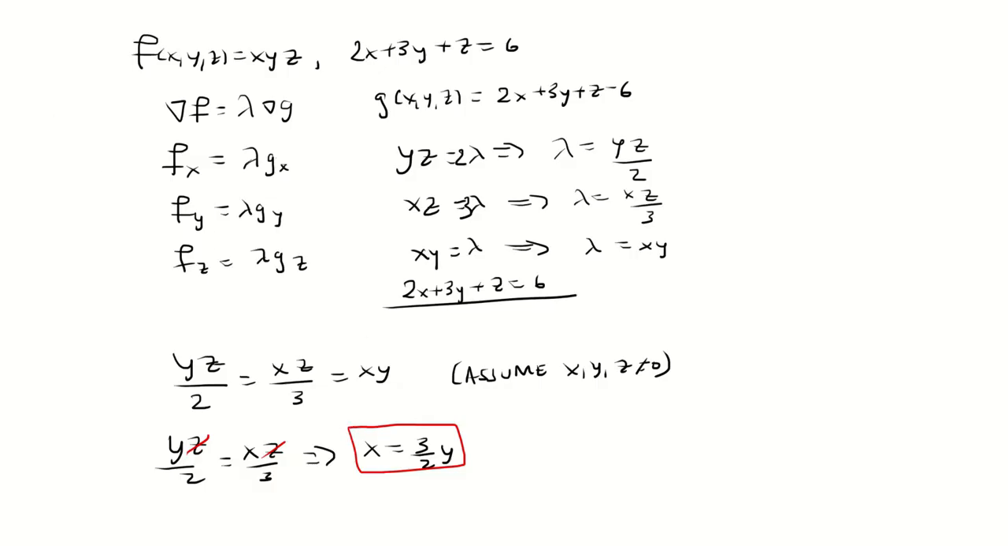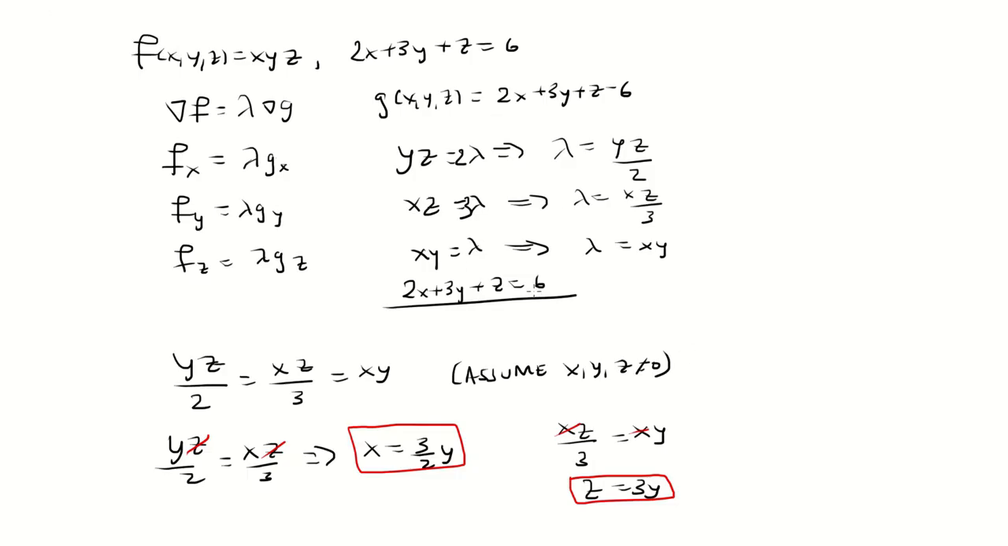The next thing is to solve for z. So let's look at this second equation here. xz over 3 equals xy. I can cancel out the x's because I'm saying it doesn't equal 0. And then solving, z is equal to 3y. So now I have x and z in terms of y, and I can plug them into my constraint.